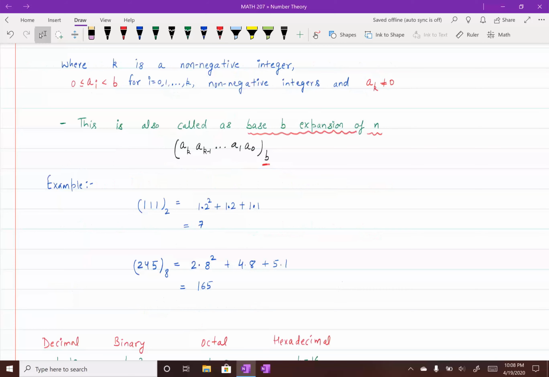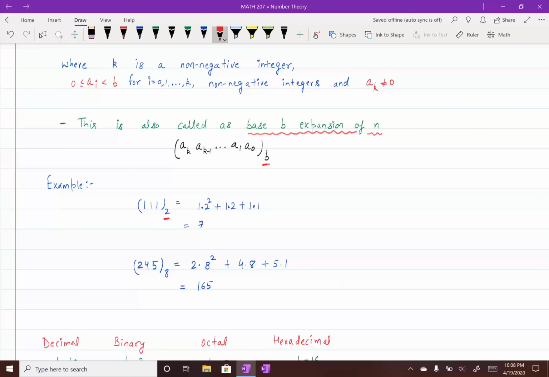For example, with respect to the base 2, if I have the base 2 expansion of n, which is 111 with the base 2, it means that you can expand it: the first coefficient a_0 is 1, so it is 1 times 1, plus the second coefficient is also 1, so 1 times 2 to the power 1, plus the third coefficient is also 1, so 1 times 2 to the power 2, so that is equal to 7.